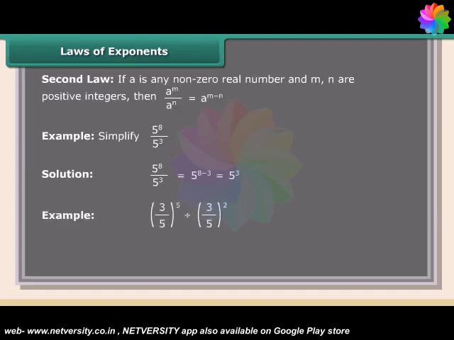Example: (3/5)^5 divided by (3/5)^2. Solution: (3/5)^5 divided by (3/5)^2 is equal to (3/5)^(5−2) equals (3/5)^3.